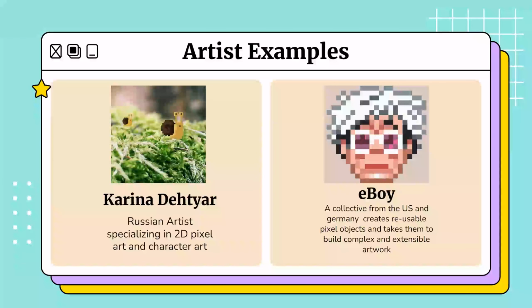Here are 2 artist examples that I usually include. The first one is Karina Detyar, I believe I'm saying that right, who's a Russian artist. What I love about hers is that it's 2D pixel art in photographs. It takes these 2D pixel graphic-y creations and puts them in a real life scenario. She also does really beautiful little GIFs as well, which is really cool. And then I also usually show them eBoy, which is a collective, US and Germany, and they do all kinds of portraits and big, complex, extensive work, everything from tiny figures to big landscapes.